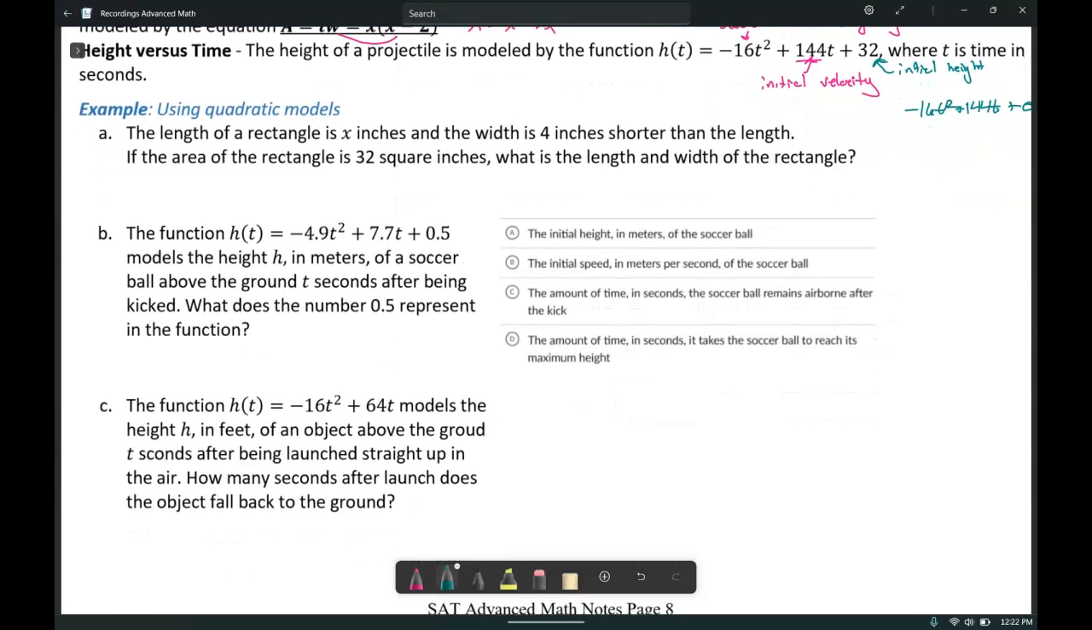The length of a rectangle is x inches, so length equals x, and the width is 4 inches shorter than the length. If the area of the rectangle is 32 square inches, what is the length and width of the rectangle? So area equals length times width. If our area is 32, our length is x, and our width is x minus 4, then we have a quadratic equation where 32 equals x squared minus 4x. If we write it in standard form, we have x squared minus 4x minus 32.